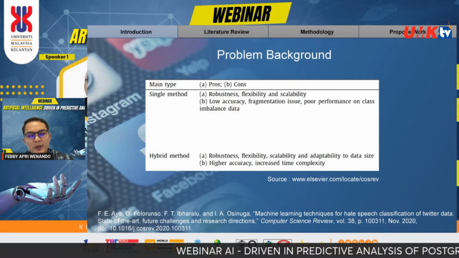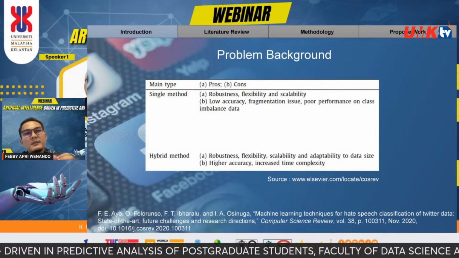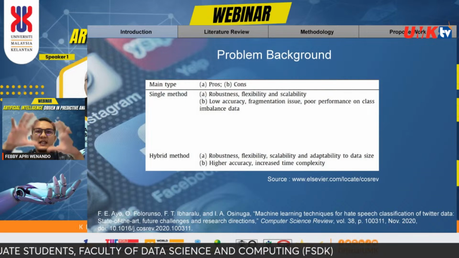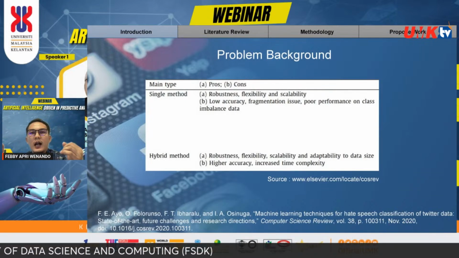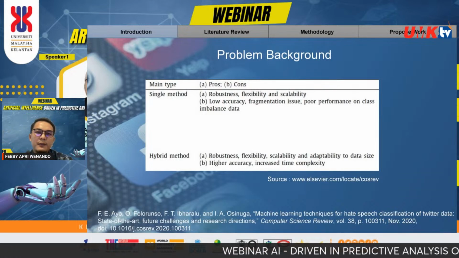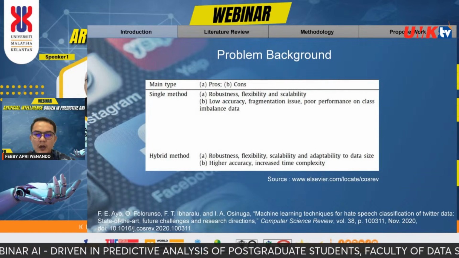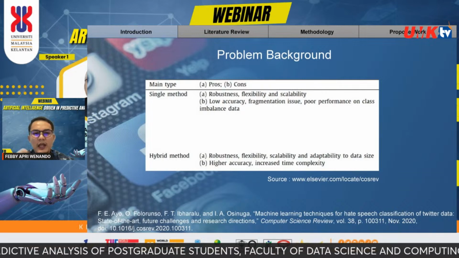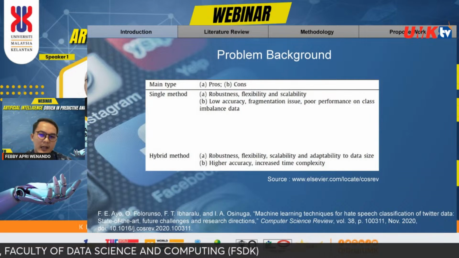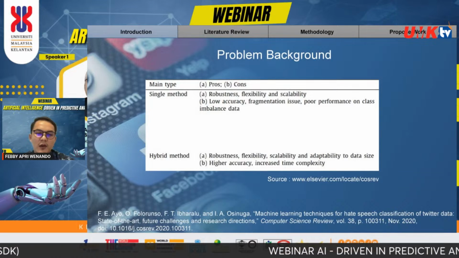The con is especially increased time complexity. When we talk about machine learning, if our data is bigger, about 100,000 or a billion and more than that, our performance will take a very long time. So when we use hybrid, this will make the time reduced. So these are the pros and cons of the hybrid method.